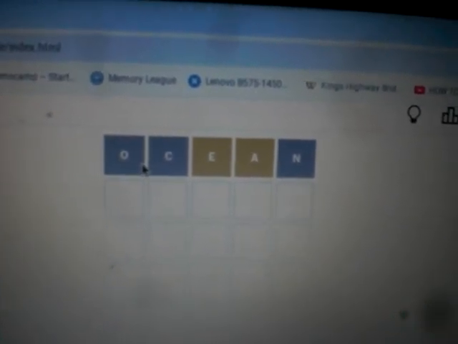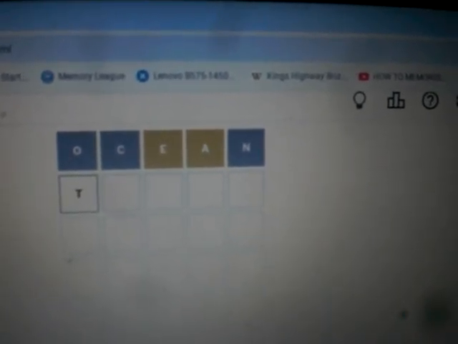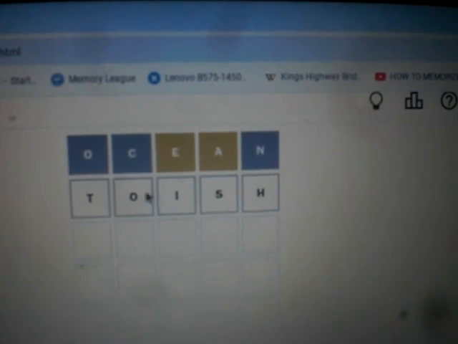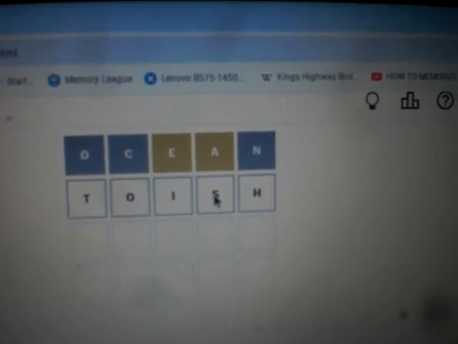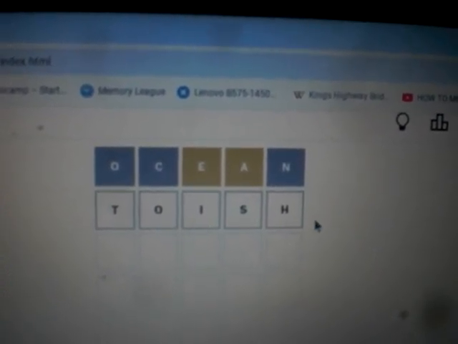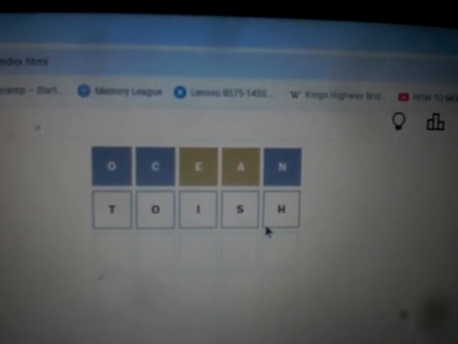Okay, so let's use our ETAOIN SHRDLUC system. ETAOIN SHRDLUC. So in other words, the next 5 most common letters in the English language, left to right, are T-O-I-S-H in that order. So let's make a word with these 2 letters and 3 of these letters, okay?